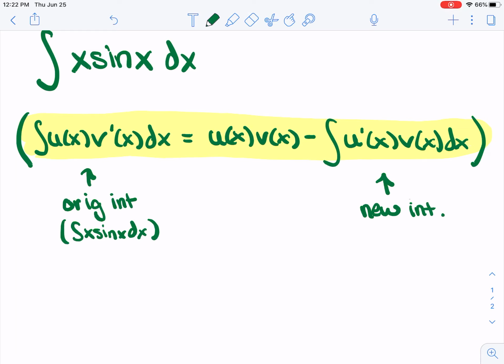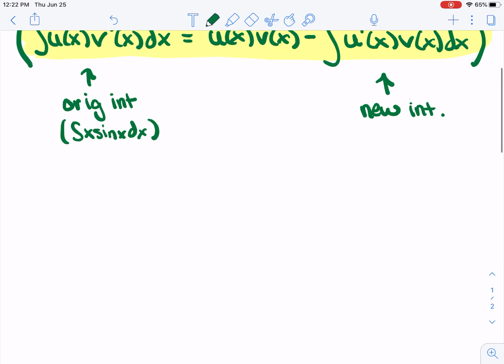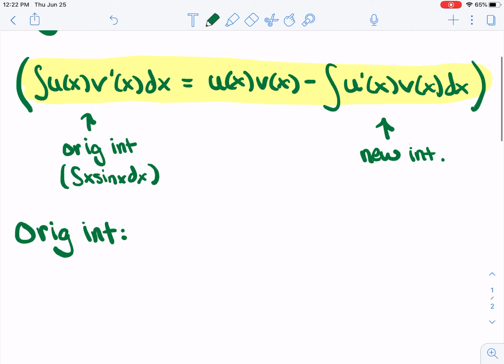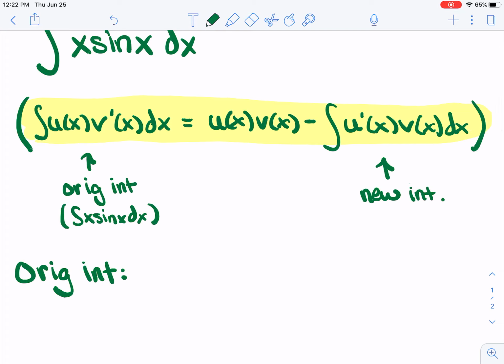Now the original integral in the formula, the integrand is broken up into two functions, u of x and v prime of x. So we have to make those assignments here. And this is somewhat arbitrary, especially at first before we've built some intuition into these problems. So we're going to take our original integral and the parts of that integral, we have to make those assignments. The u of x part is x, and the v prime of x part, we're going to say, is sine of x.